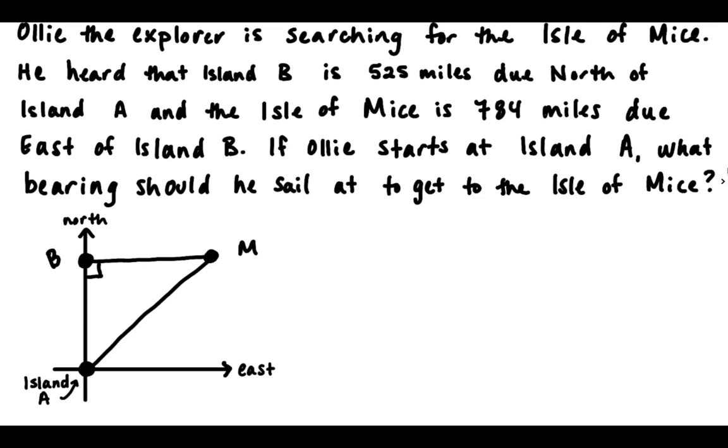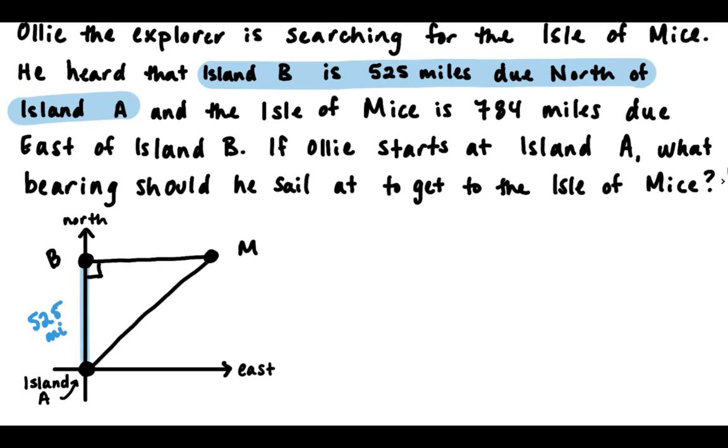So let's go through this again. Island B is 525 miles north of Island A. Let's put that on the map. Island A to B is here, and that's 525 miles. And then the Isle of Mice is 784 miles east of B. So from B to M, that would be 784.